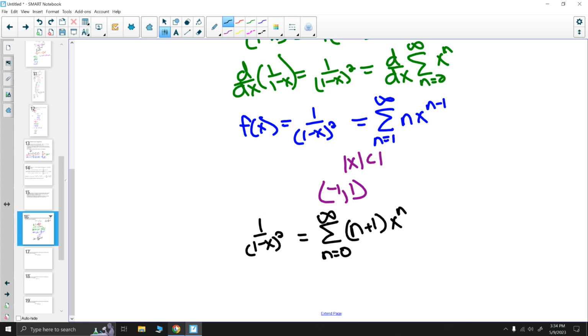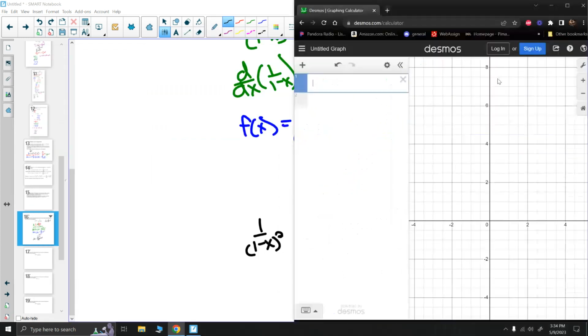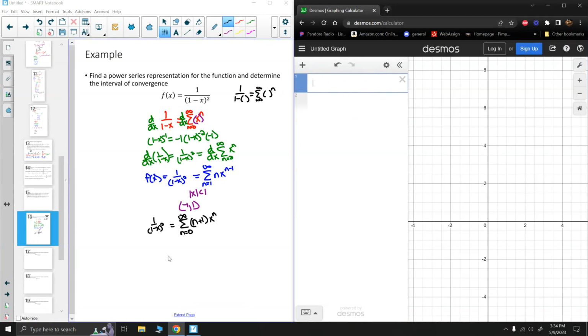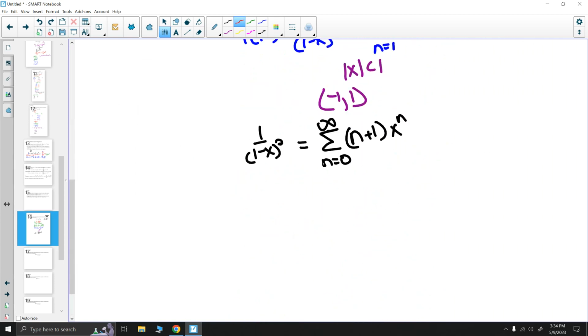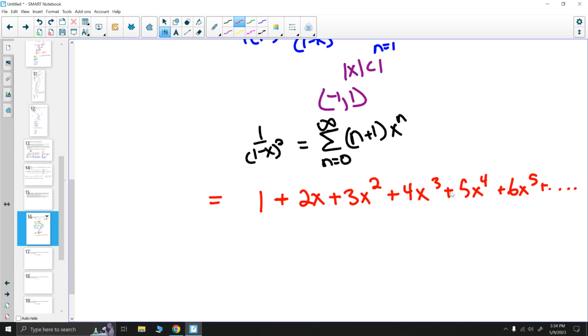We can double check this. It's easiest to graph it. I find that's the easiest way to make sure that what I have is true. So first, let's think about this in terms of our series. When n is 0, 0 plus 1 is 1, x to the 0 is 1, so it's 1. Plus, it's not alternating, n is 1, 1 plus 1 is 2, x to the 1. Plus, when n is 2, 2 plus 1 is 3, x squared, plus 4x cubed, plus 5x to the fourth, plus 6x to the fifth, plus dot dot dot. That's what this is.